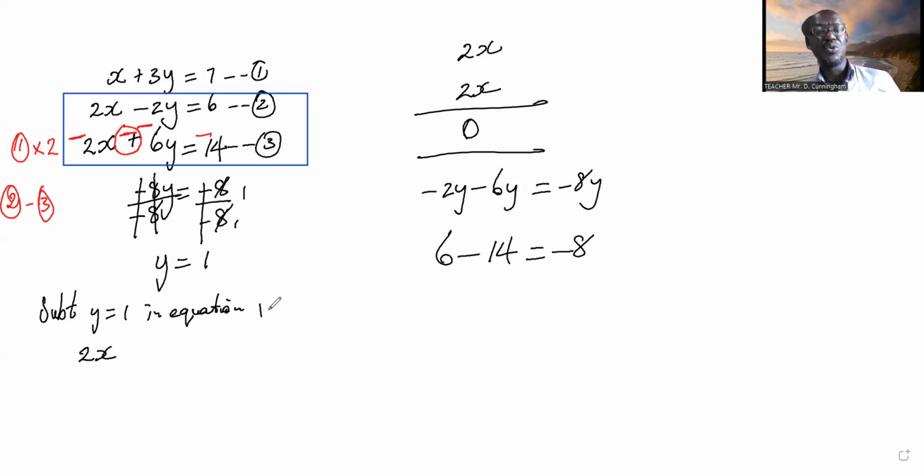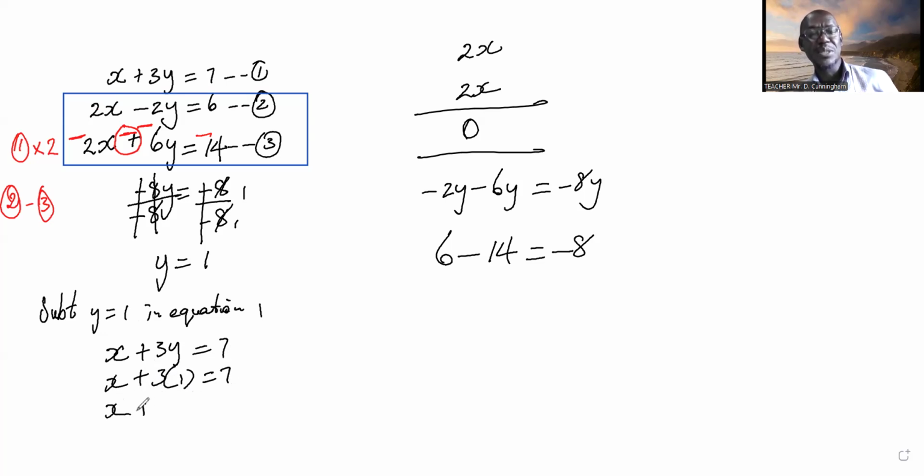All right, we're doing it in equation 1. So let's not use that. Sorry about that. Equation 1 is x plus 3y equals 7. Wherever we see y, we're going to put 1. So x plus 3 times 1 equals 7. That's x plus 3 equals 7, so x is equal to 7 minus 3. So x is 4.